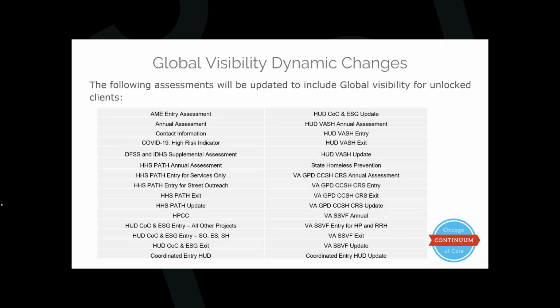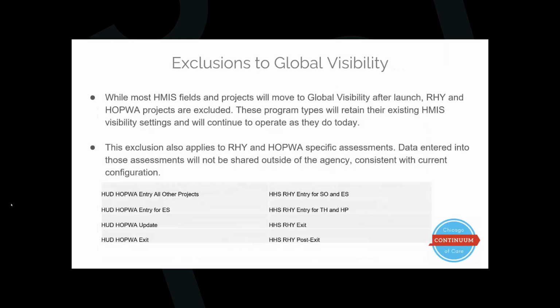Okay, so I'm just going to move forward just for the sake of time. So, with global visibility, there are going to be some exclusions. For the most part, HMIS fields and projects will all move to global visibility after launch. The only exclusions are going to be RI and Hopper projects. So RI and Hopper projects will not have any of the settings that we talked about or the assessments included. So the assessments would be the HOPWA, all projects, emergency shelter assessments, as well as the RI, street outreach, transitional housing, homeless prevention assessments, and the exits and the updates for those. So those aren't going to be included.